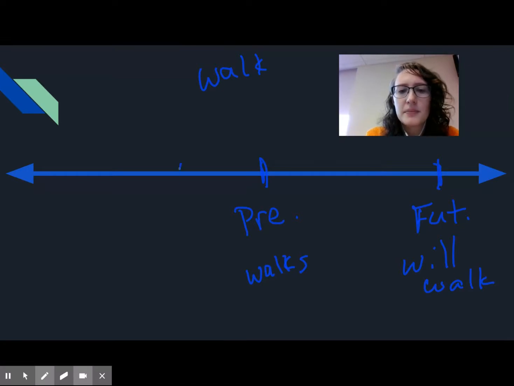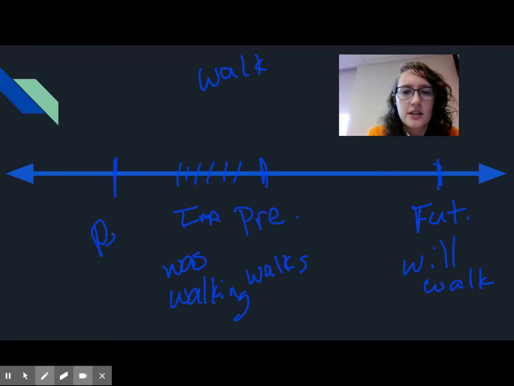We've had the imperfect that I'm going to show here. It sort of happened in the past. And this imperfect would be was walking. And we have the perfect tense, which is a completed action, which is the ed form. She walked to the store.